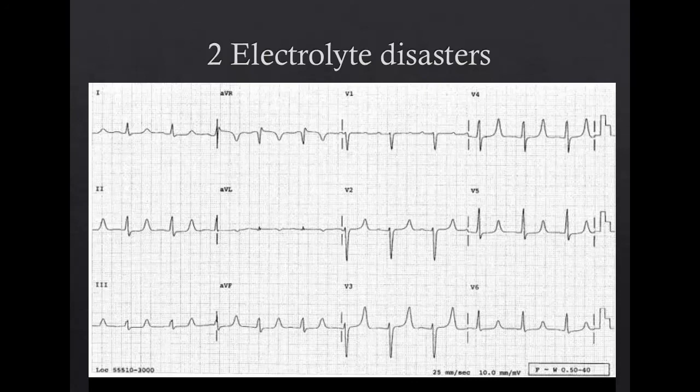Hypocalcemia because of the pulling away of the T wave from the QRS complex, and then hyperkalemia because of the peaked T waves that we're seeing, as well as the loss of the P waves. It's a pretty wide QRS complex, but can't say for sure.